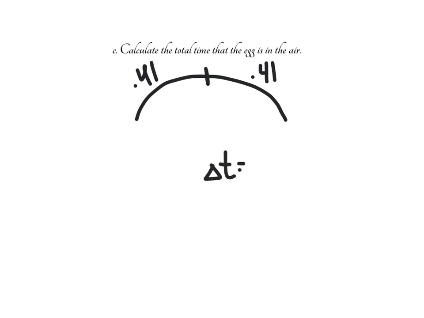Okay, to find the total time that the egg is in the air, well, we know that the overall change in y is 0 because it was thrown and caught at the same height. So if this first half of the motion took 0.41 seconds, the second half is also going to take 0.41 seconds. So we can just double the time, and you get a total change in time of 0.82 seconds. Now this only works when your change in y equals 0. If the change in y is not 0, then you can't just double it. You would have to actually solve for it using one of the equations.